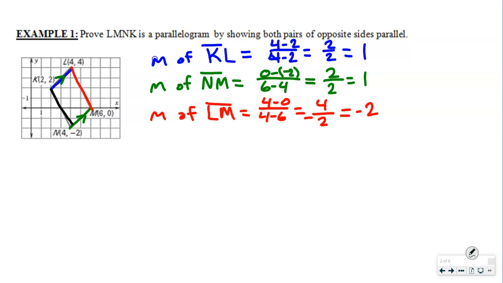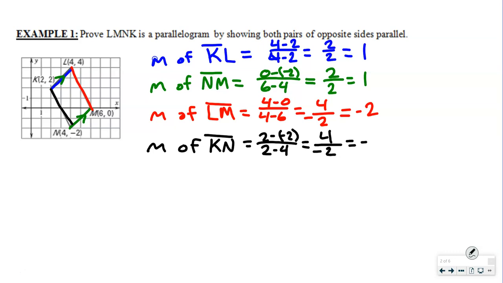And then our last one is KN. Slope of KN, we'll have 2 minus negative 2 on top, our y's subtracted, and 2 minus 4 on the bottom, our x's subtracted. So that on top becomes 2 plus 2, negative and negative makes a positive, which gives us 4, and 2 minus 4 gives me negative 2. So that again is negative 2, once 4 over negative 2 is simplified. So those slopes are equal, so those are parallel as well.